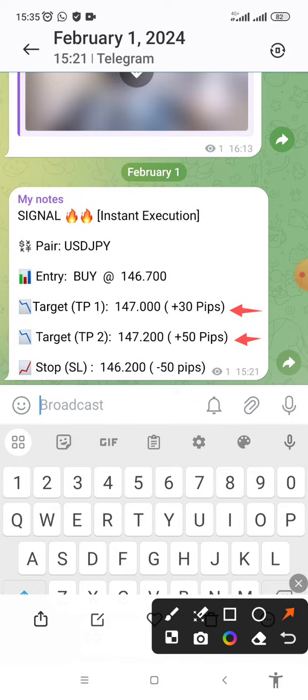Especially those of you who are intraday traders. You want to close your trade within the day. You don't want your trade to travel into the next day or the third day. Then people like that can choose take profit 1.